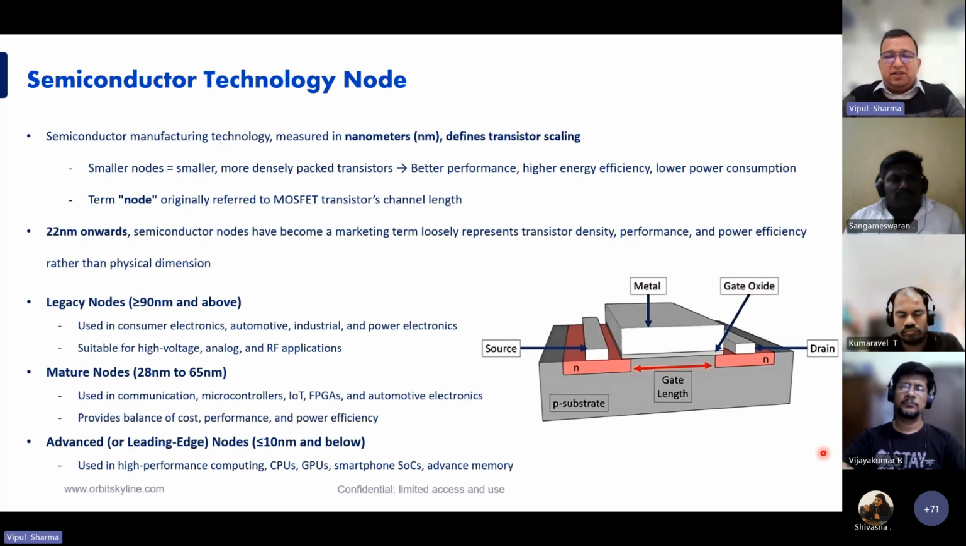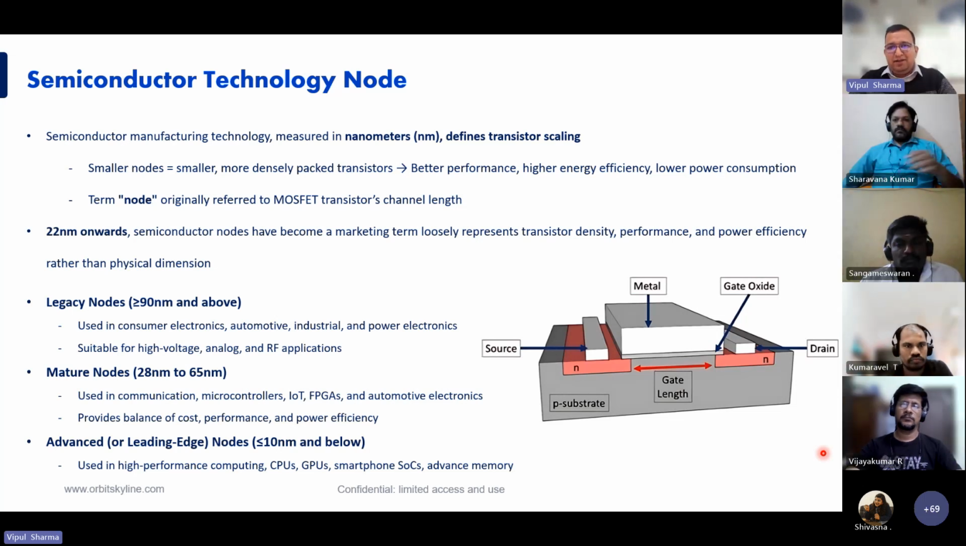Okay, so when I talk about a transistor, I think since we all belong to the semiconductor industry, sometime in your career you must have heard this term: what is a semiconductor node? We talk about how SCL has a 180 nanometer node, TSMC has a 2 nanometer node, or some other foundry has this node. So what exactly is that node?